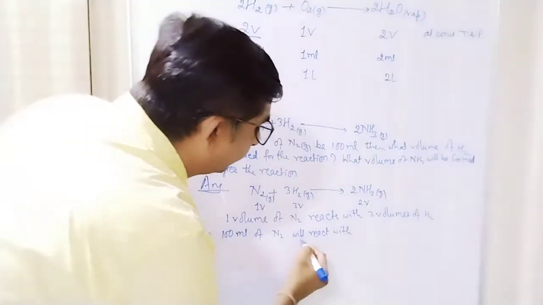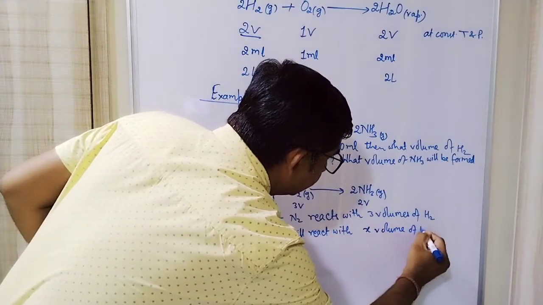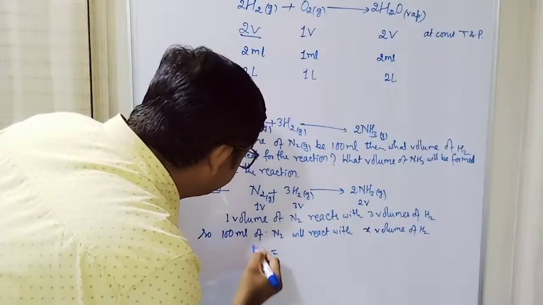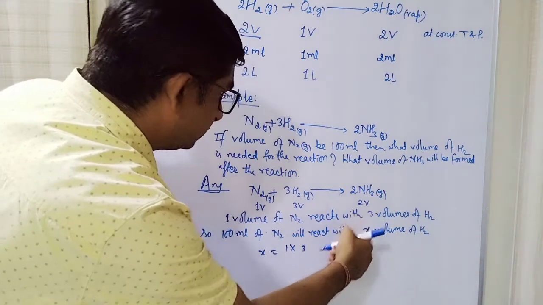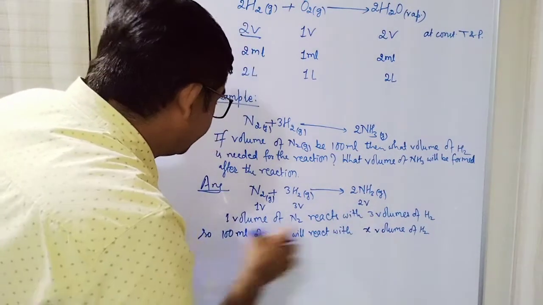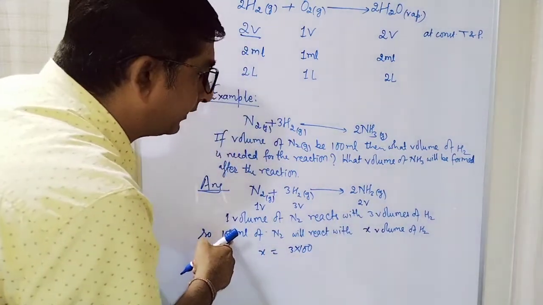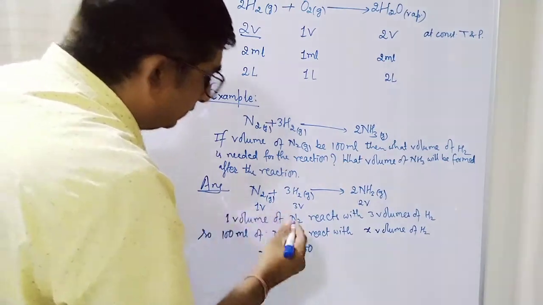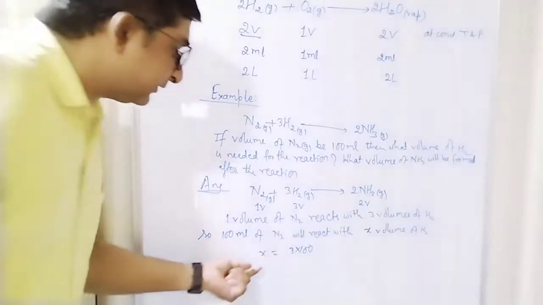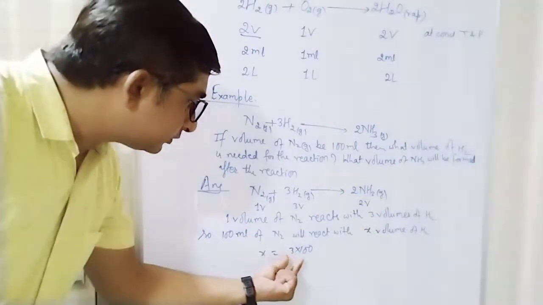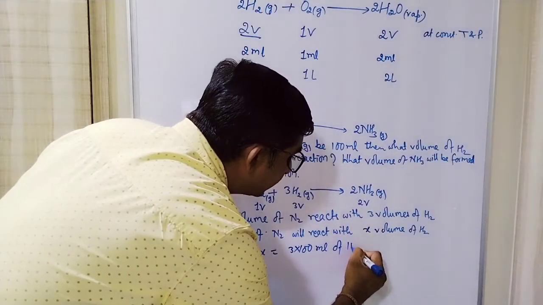So 100 ml of N2 will react with X volume of H2. So X will be equal to, by the unitary method, 3 into 100, X into 1. So diagonally you have to multiply: X and 1 you need to multiply, that will be equal to 100 into 3. So X into 1 will be X only. So 3 into 100 will be 300. So 300 ml of H2 will be required.